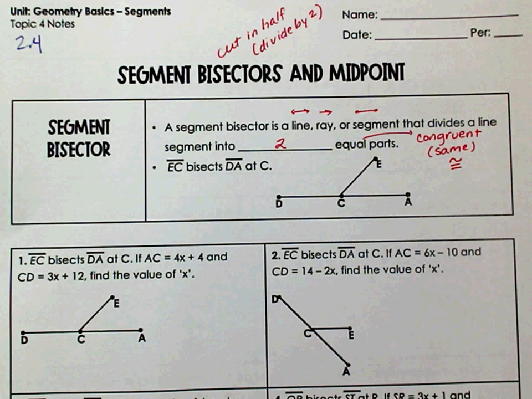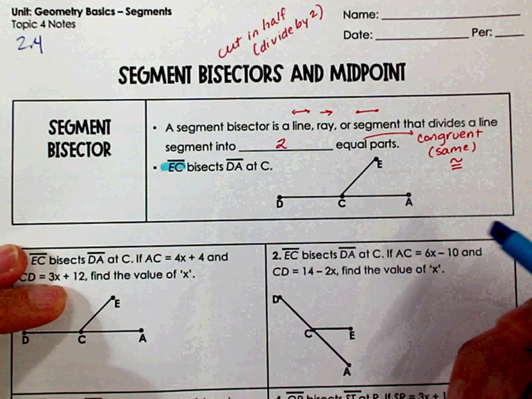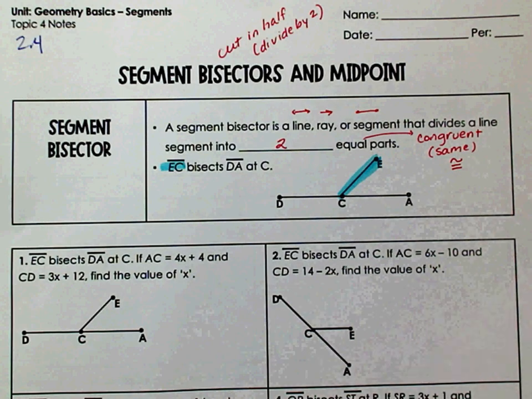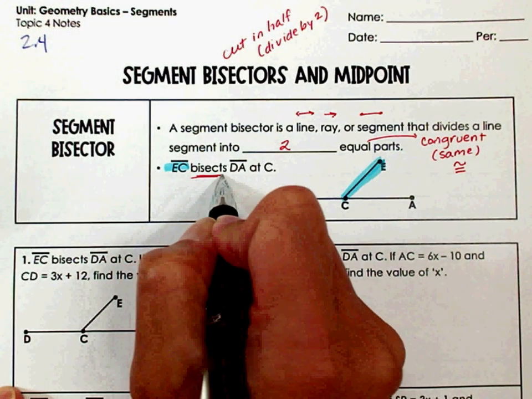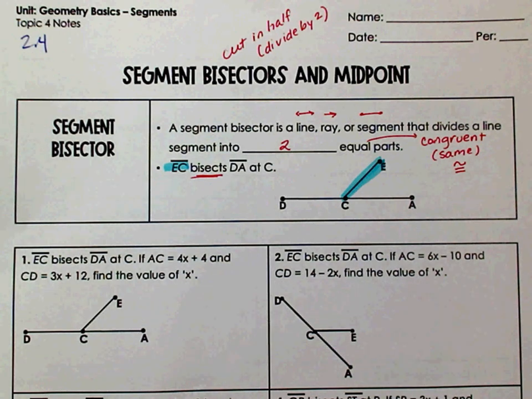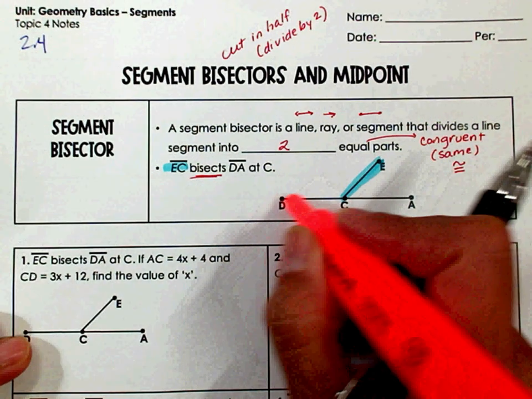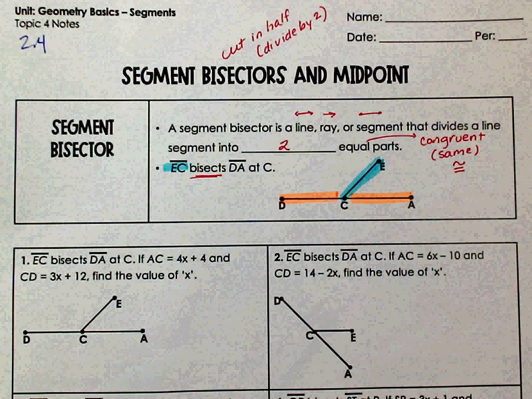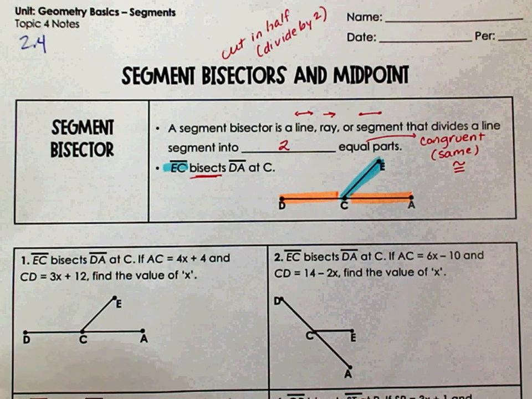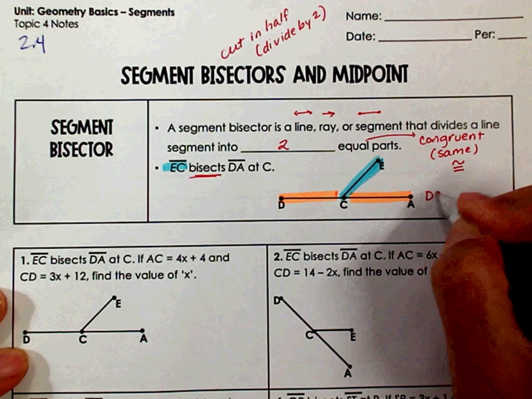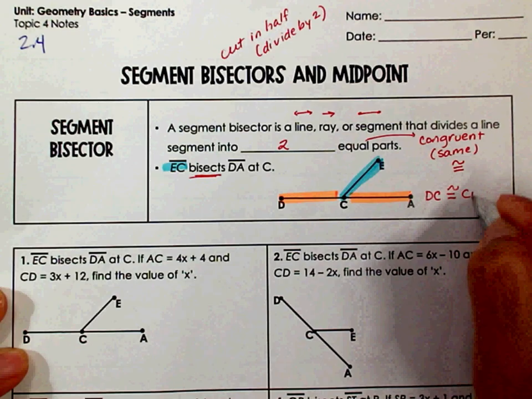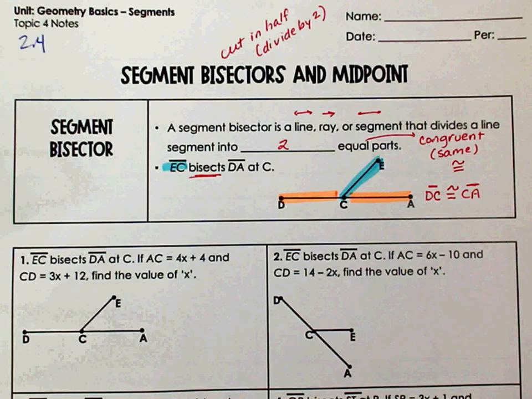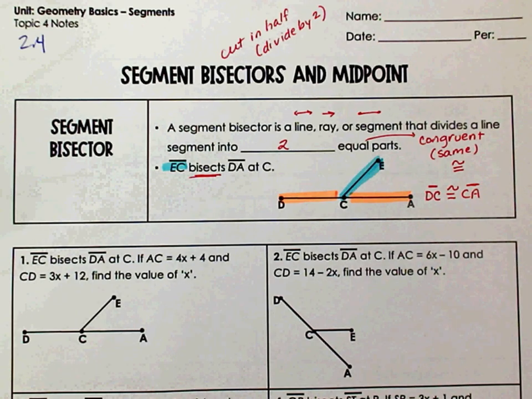So what does it mean? Say, for example, let's read this real quick. It says EC. So here's EC. EC bisects. Think of it as cutting in half. So what does it do? It cuts DA into 2 parts. Here's this one, and then here's this one. It cuts them into 2 equal parts. So that means DC is the same as CA.